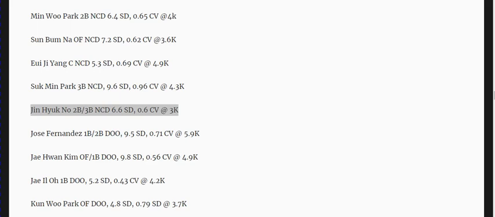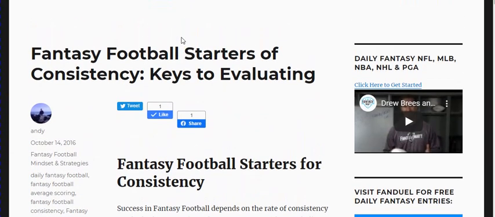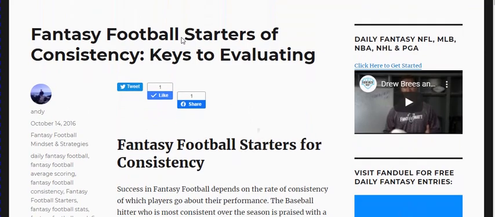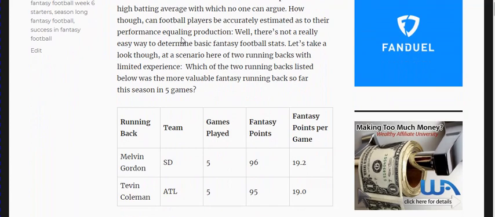Where I probably want you to go first is one of my articles, called Fantasy Football Starters of Consistency: Keys to Evaluating, from back in October 2016. The article was more of an outer evaluation, not the inside part of the game where you're evaluating matchups, the defenses you're going against, how physically imposing the player is in the matchup, and what you see in their stats.